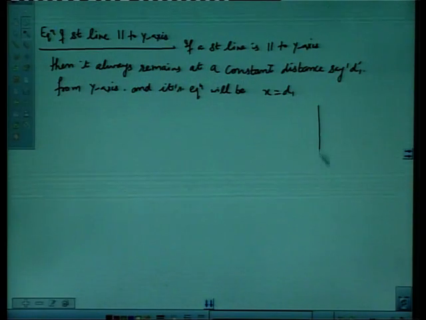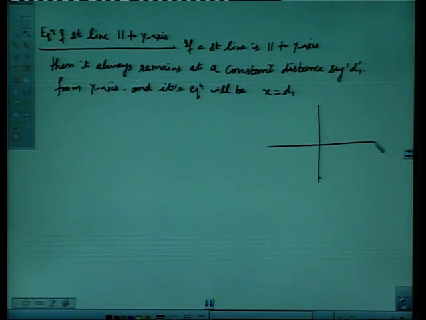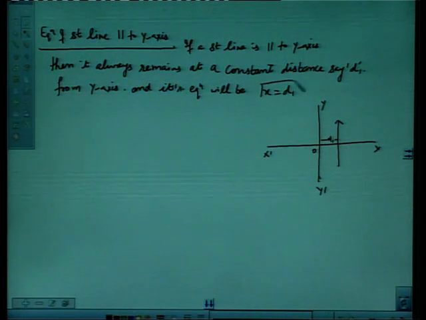Means these are our axes and this is our straight line parallel to the y axis. Let us suppose this is a distance d1, then the equation will be x equal to d1.